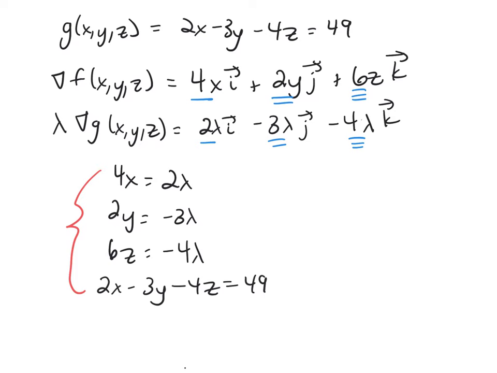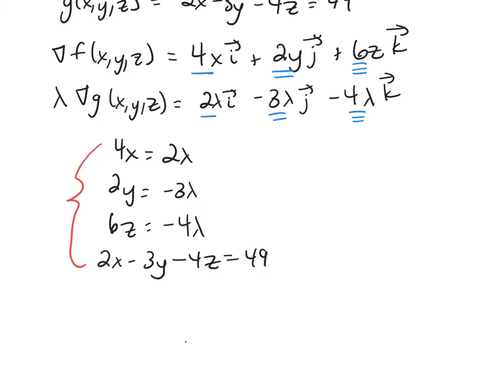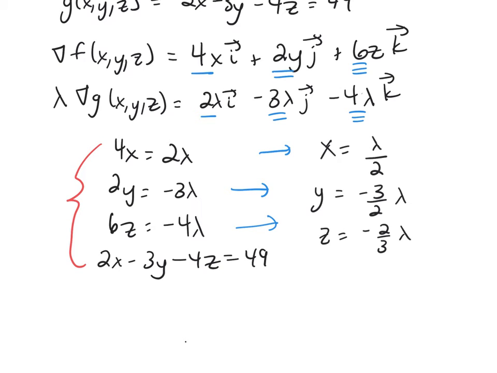So what I'm going to do is take my first equation and solve for x. X equals lambda over 2. And take your second equation and solve for y. Y will be negative 3/2 lambda. Take your third equation and solve for z. Z will be negative 2/3 lambda.